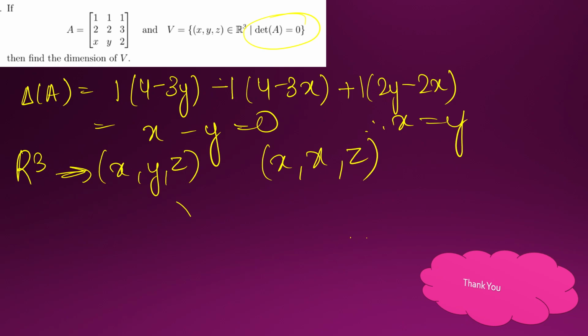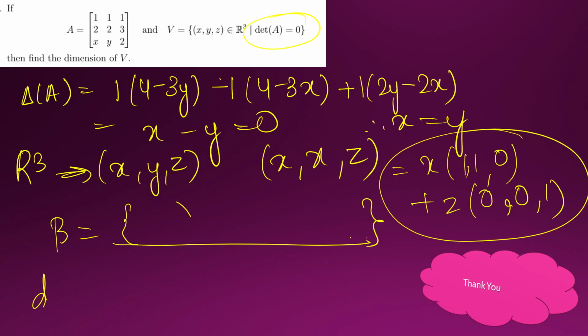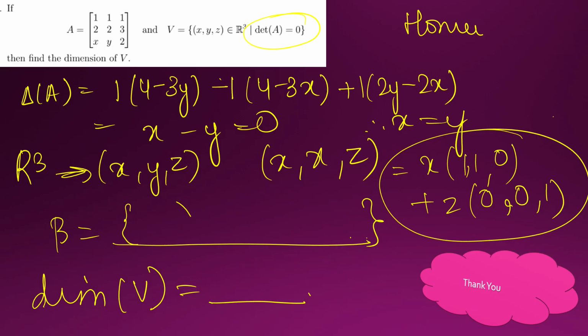So now, can (x, x, z) be written as a linear combination? Yes. How? x times (1, 1, 0) plus z times (0, 0, 1). Therefore, linearly independent and basis. The basis can be written. So this is your homework. Write the basis. I have written the linear combination, and the dimension of V is equal to these two things, are your homework. I have solved the question. The only thing is to interpret the result and write the answer.